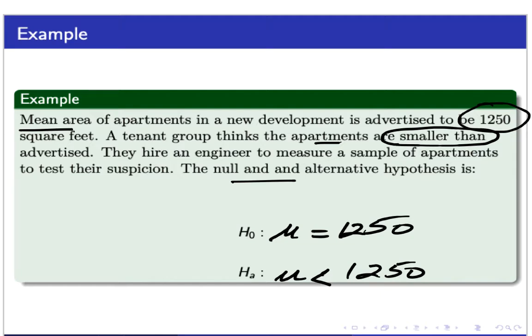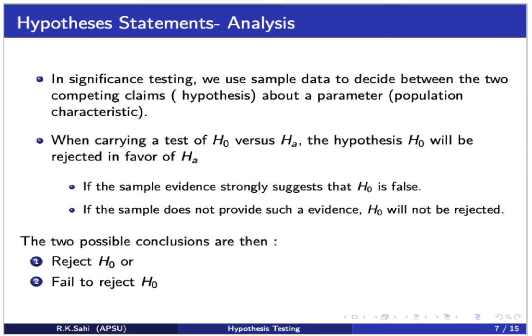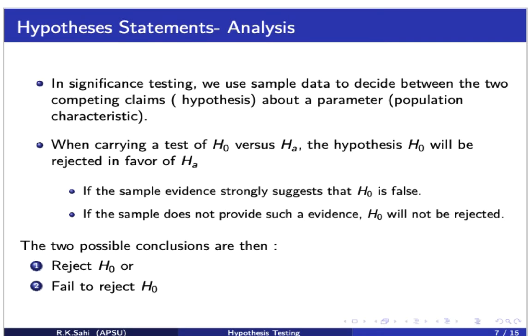Now, to keep in mind, when these claims are made, the whole idea of hypothesis testing is which one is better. Is the null hypothesis the right one, or the alternative hypothesis the right one? So what you're basically doing is using a sample to say whether the null hypothesis is false or the null hypothesis should not be rejected. So there are two possible conclusions coming out of it. Either we reject the null hypothesis or we fail to reject the null hypothesis.